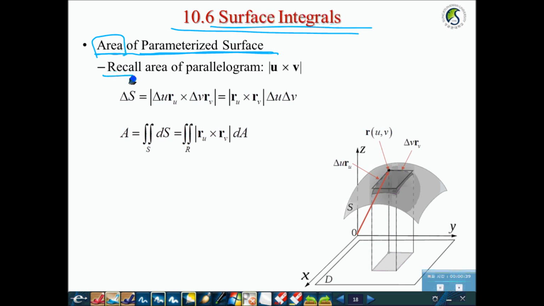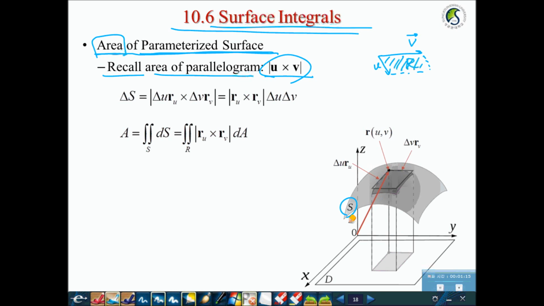Then you have to recall the area of a parallelogram. If you have two vectors, the area of the parallelogram is the absolute value of the cross product of the two vectors. That gives you exactly the area here. All right. Having said that, let's look at this picture.